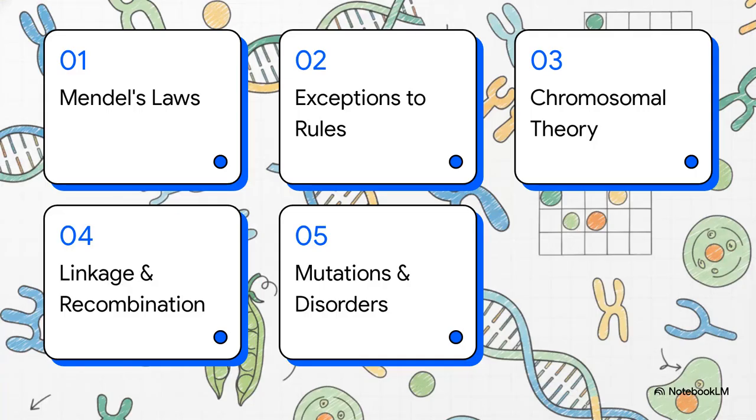So here's our roadmap for today. First, Mendel's laws of inheritance. Second, exceptions to the rules. Third, the chromosomal theory. Fourth, linkage and recombination. And finally, number 5, mutations and genetic disorders. Let's get right into it.